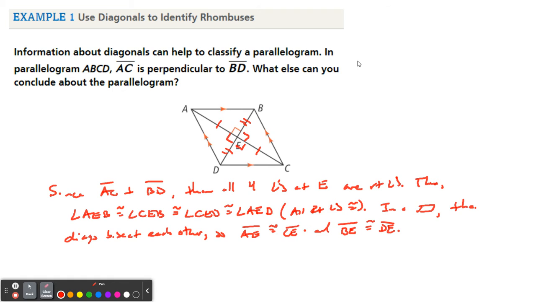Now if you look at these 4 triangles, all of them have a side with a single mark and a side with a double mark. That means that all 4 of these triangles are congruent. Therefore, triangle ABE is congruent to triangle CBE, is congruent to triangle CDE, is congruent to triangle ADE. And that would be side angle side in all 3 situations.